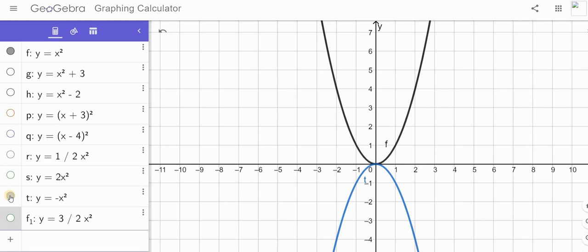Now there's the graph of y equals negative x squared, and what we can see there is the graph is just opening down instead of up. It's reflected across the x-axis.